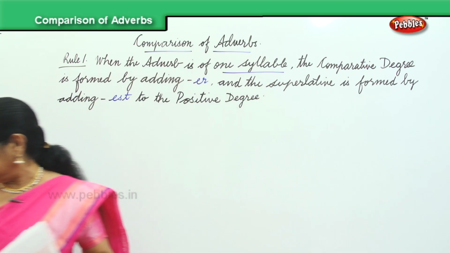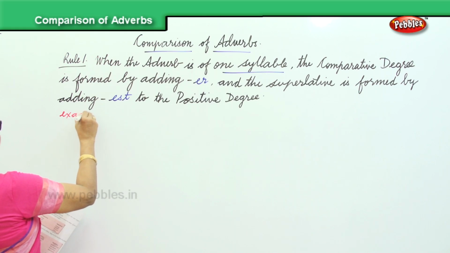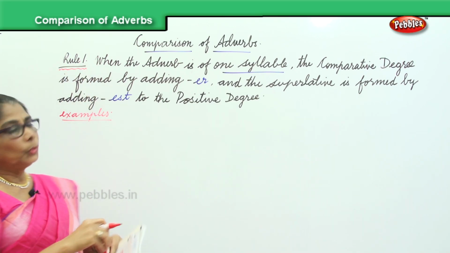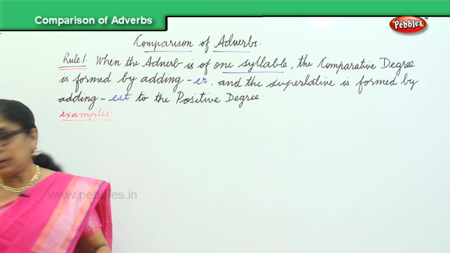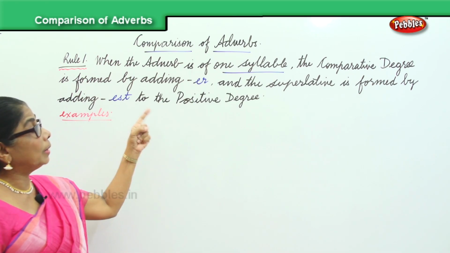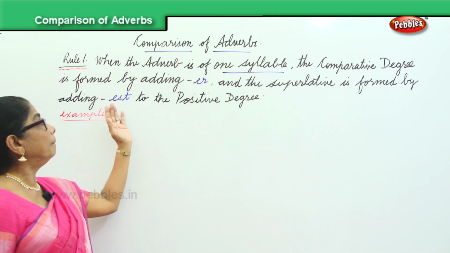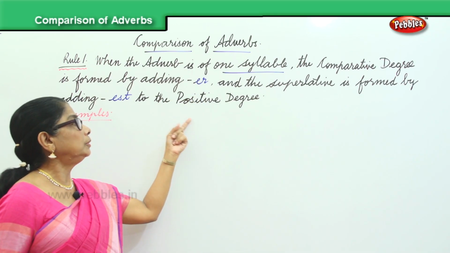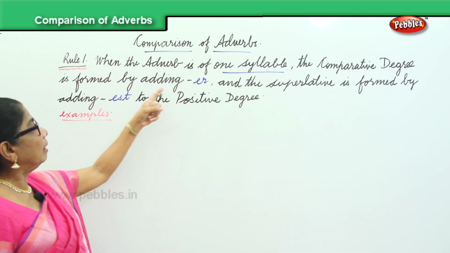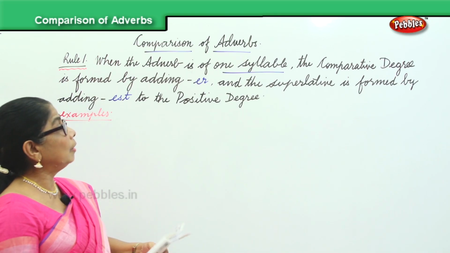Now we need to look at the examples here. Okay? What are the examples I have for you? We are looking at comparison of adverbs. When an adverb is of one syllable, then the comparative degree is formed by adding ER, and the superlative is formed by adding EST to the positive degree. So one syllable word, soon, you form the comparative by adding ER, superlative by adding EST. So you get sooner, soonest.